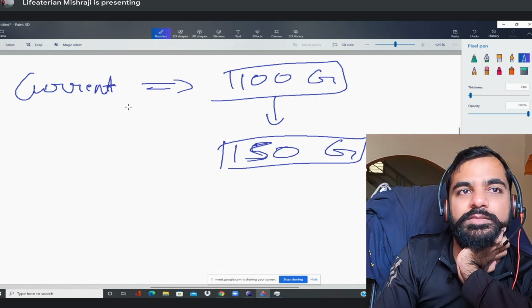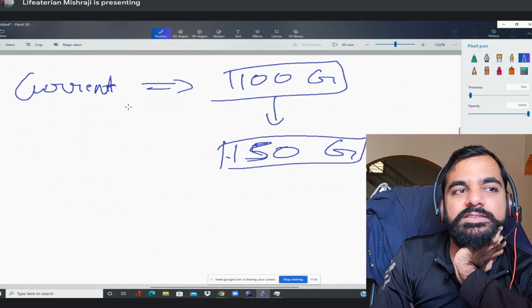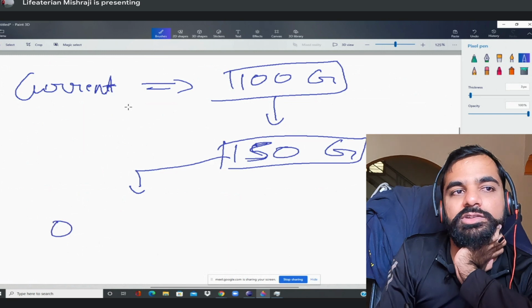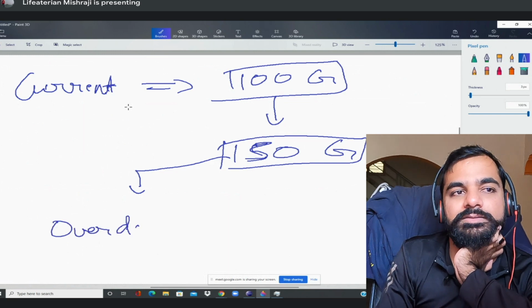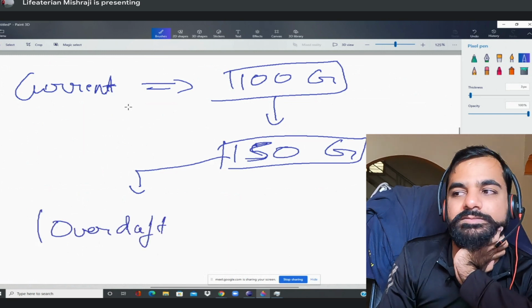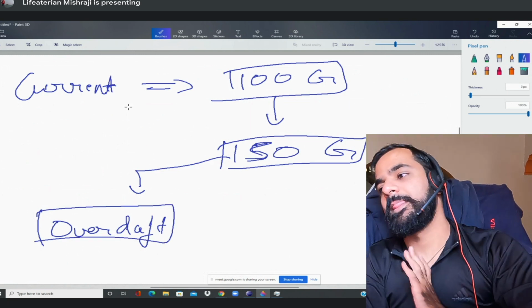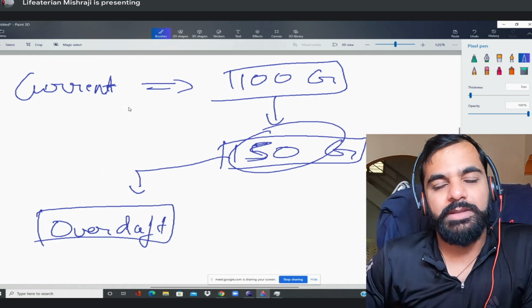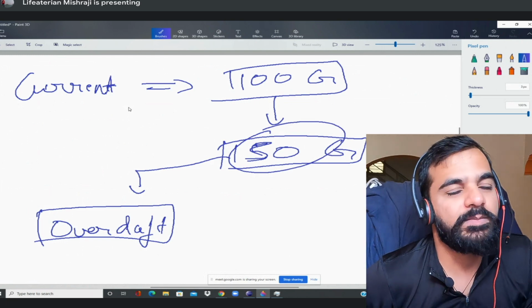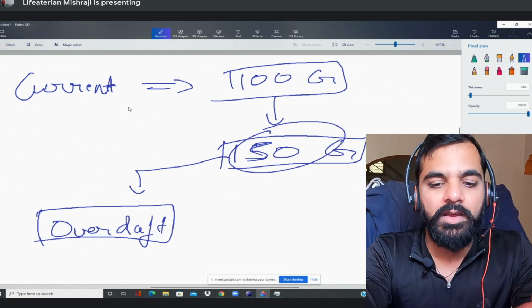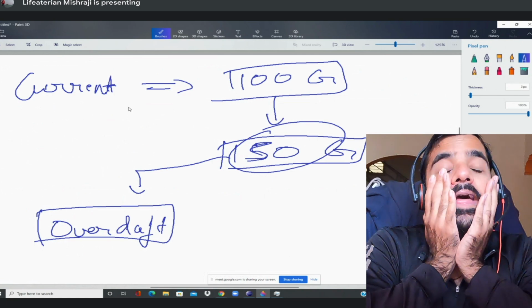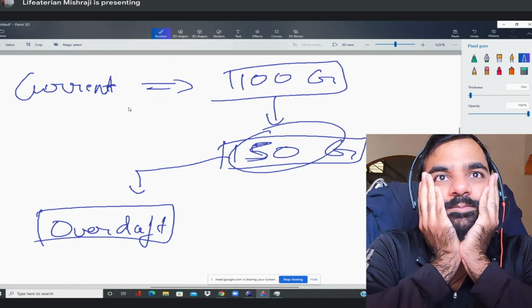Yes, perfect. This is called a bank overdraft. This is also a liability. This 50 crores is a liability. I was about to forget this, but then I remembered it. This is where the liability part ends. Any doubts here?